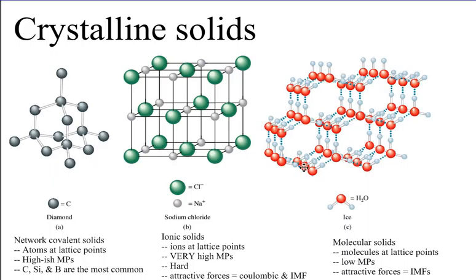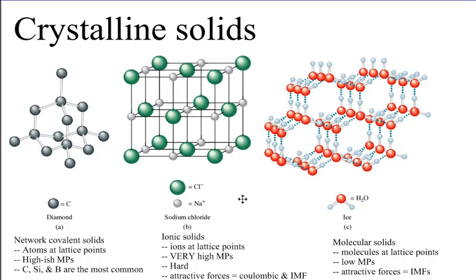If at each point in the lattice you find a molecule, a whole molecule, so something bound to something else, you have a molecular solid. Molecular solids have low boiling points because they don't have an actual bond between each one of their lattice points. They just have intermolecular forces holding them in place, so they have lower boiling points, or lower melting points, sorry.